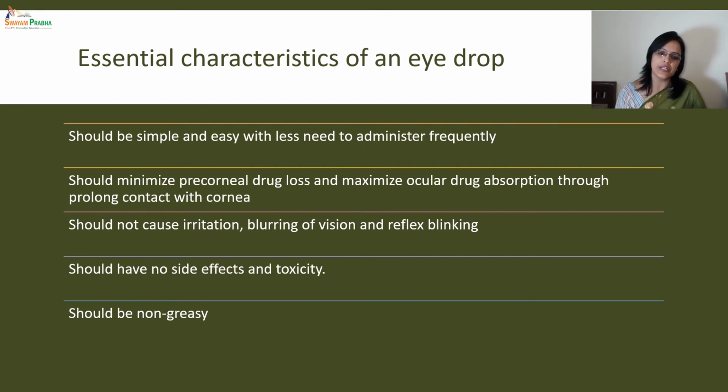Now, what are the essential characteristics of an eye drop? It should be simple, easy, and need less administration frequency, and should have good permeation in the cornea, should minimize the precorneal drug loss and maximize ocular drug absorption, should not cause irritation or blurring of vision. It should have no side effect and toxicity, should be non-greasy, and should be patient friendly.